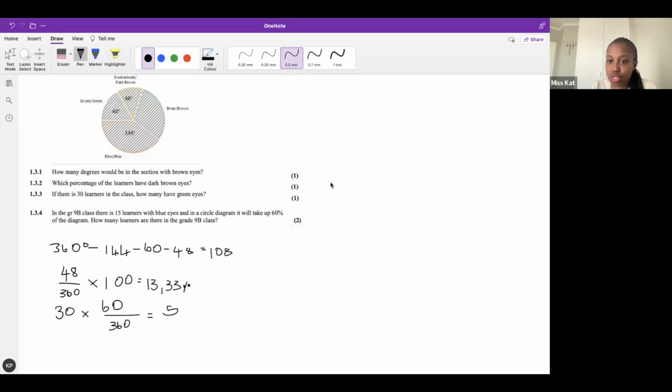Kwezi, we are on 1.3.4. We just did 1.3.3. I can't number properly because my stylus isn't working. So I'm going to do this. Yellow is the first one. Pink is the second one. Blue is the third one. And now we're on the fourth one. 1.3.4. Okay. We're here. 1.3.2 was 13,33%.